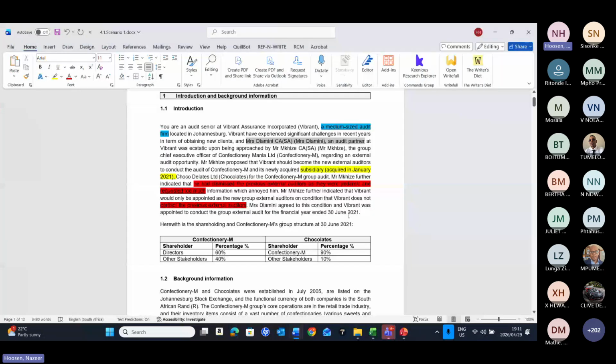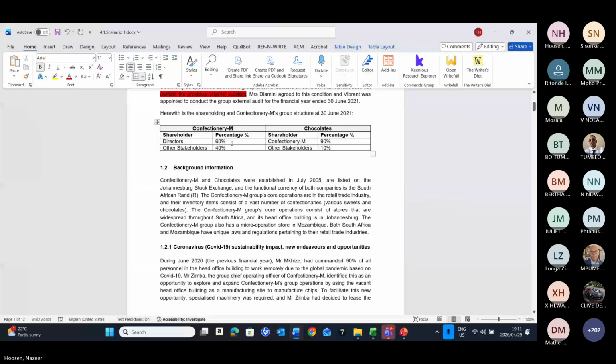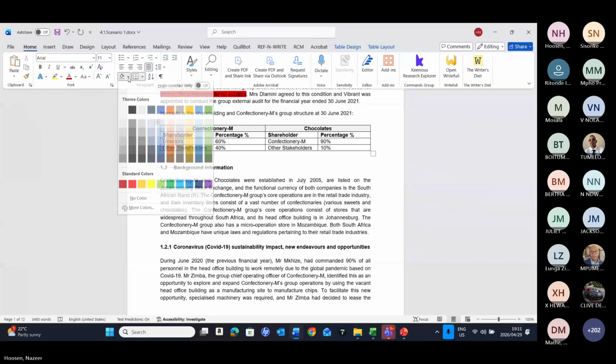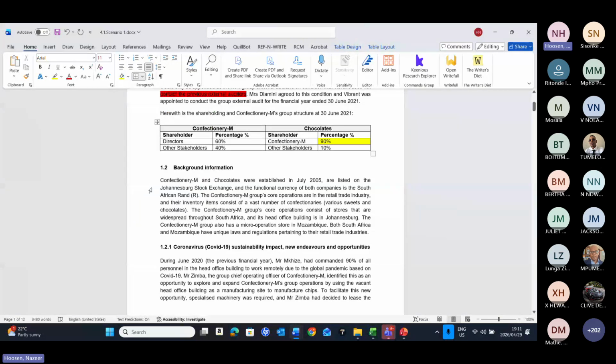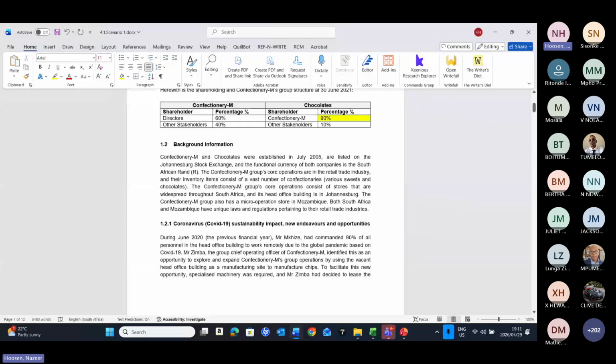Shareholding of confectionery. What we have here is Confectionery M. We have directors 60%, other stakeholders 40%. And for the subsidiary, which is chocolates, we have Confectionery M, which holds 90%, and other stakeholders 10%. So this is 90%, and hence it is a controlling interest and a subsidiary. That equates for group accounting integration.